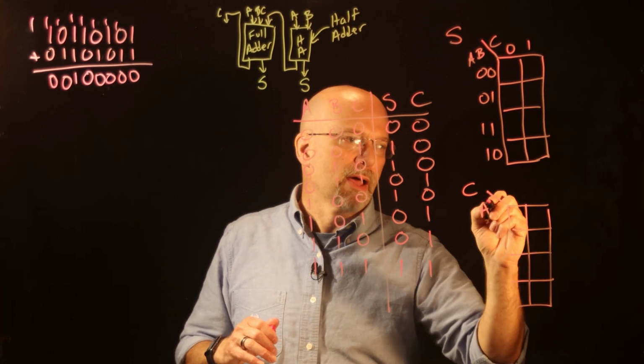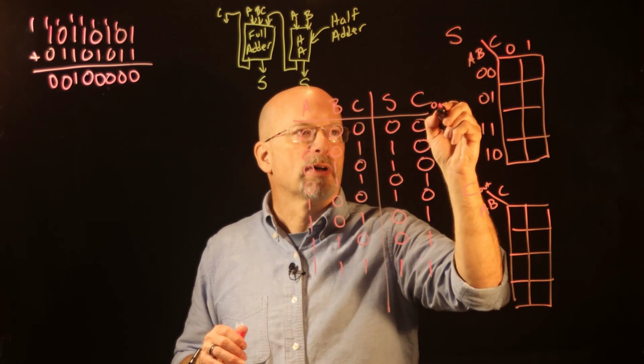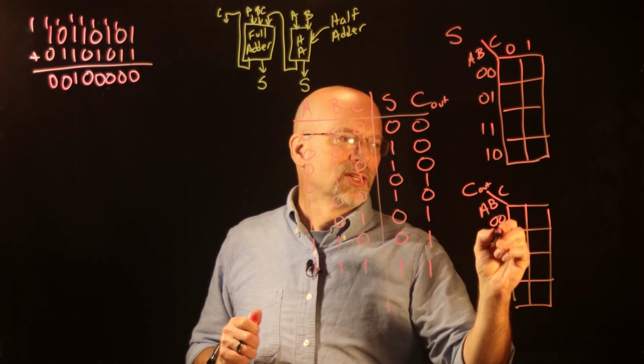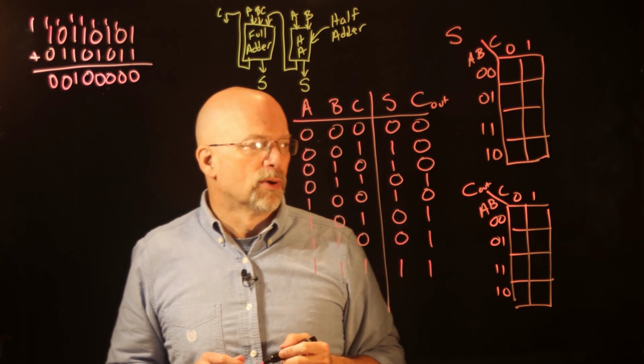All right, also having A, B, and C. And this is the carry out. I should probably distinguish the carry in from the carry out. All right, 0, 0, 0, 1, 1, 1, 1, 0, and then 0 and 1.